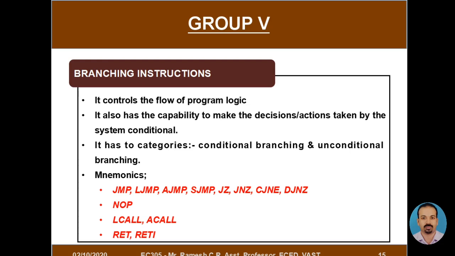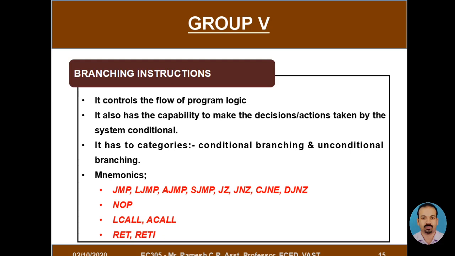Another feature of the instructions that belong to this group is that they have the capability to take some decisions based on conditions. For example, if the register value is 0, then only it should go to this branching operation, etc. So likewise, some decisions or actions are taken based on conditions and the instructions have the capability to make them.